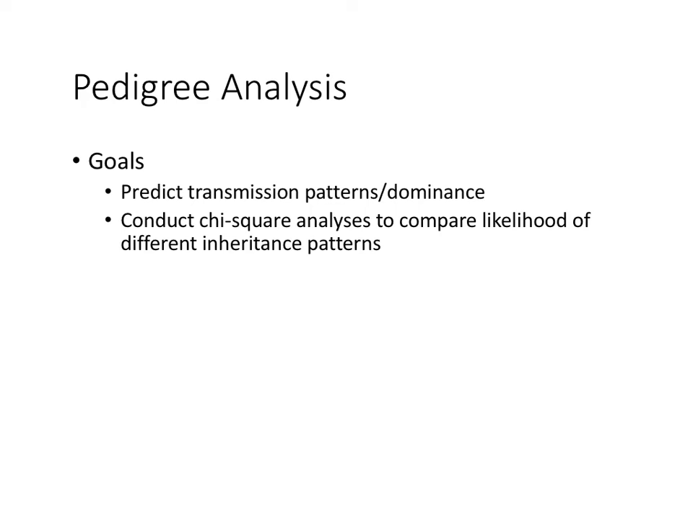The goals for this class and next class are to be able to predict transmission patterns, now that we know a little bit about dominance and recessiveness. And we may or may not get to the use of chi-square tests. This is one of the places where chi-square analysis is really important because it can have real-world effects, especially if you do something like genetic counseling. So we'll see if we get there.